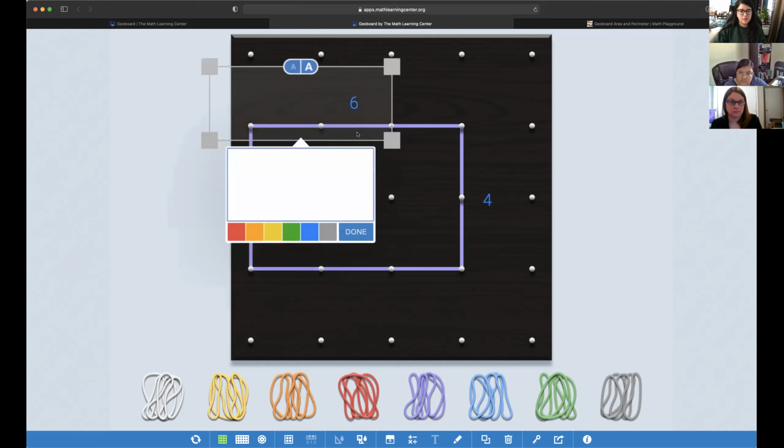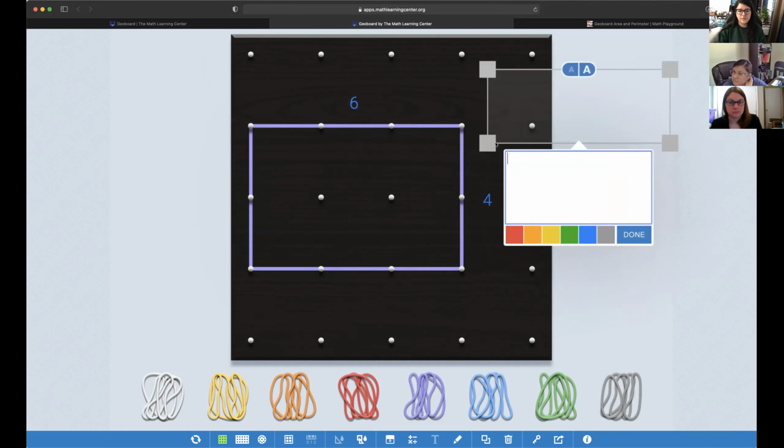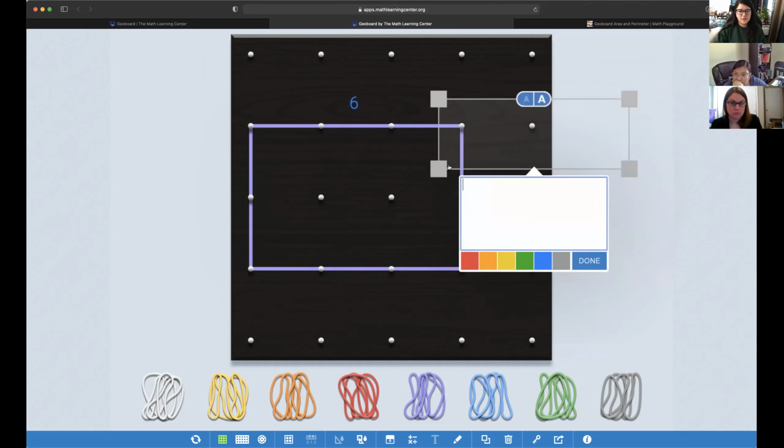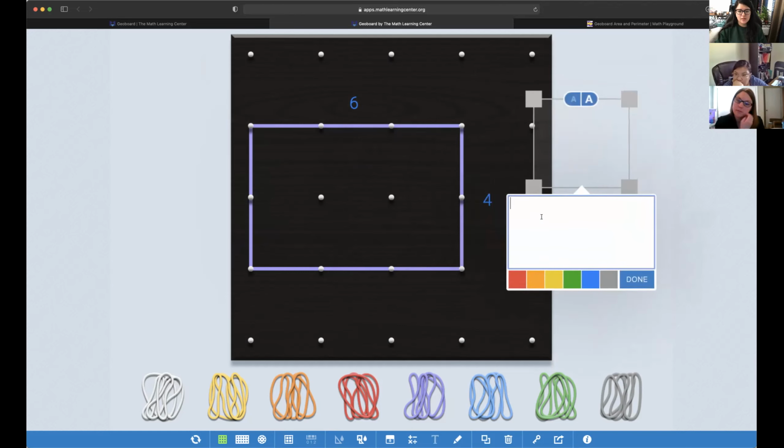So we're going to talk about a few different ways that you can do this. Okay, so when you have these two side lengths, what is one way that you could find the perimeter? Adding them together? Right, so you can just say 6 plus 4 plus 6 plus 4 equals the perimeter, right? Or there may be another way.